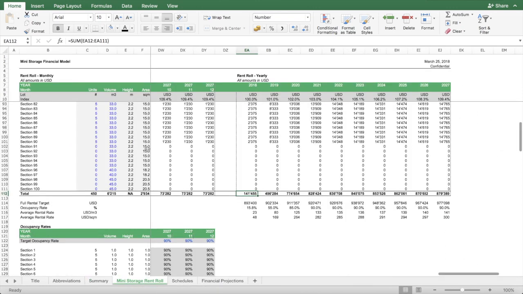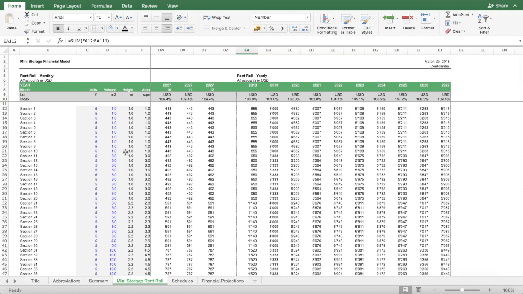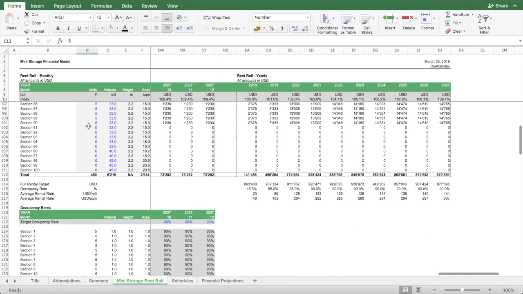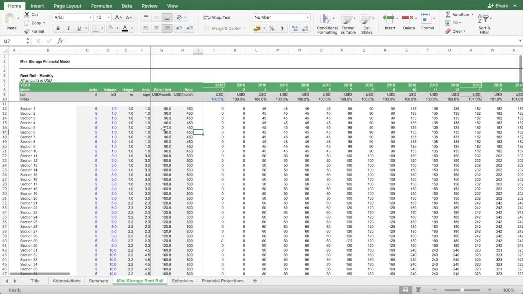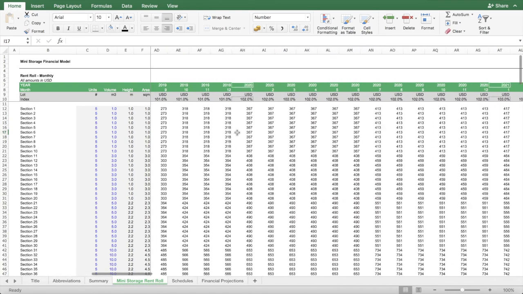You have a next sheet, which is basically the rent roll. This means if you just look at the mini storage part, you have different compartments. You have here a list of up to 100 compartments. You can say how many of each one you have. What is the volume per compartment? You basically rent this on a cubic meter basis, but this also means you have square meters and height. And this model allows you to project your income from this rental of cubic meters over the next months.